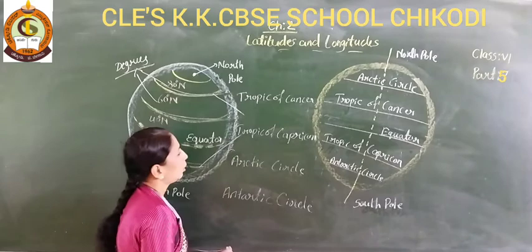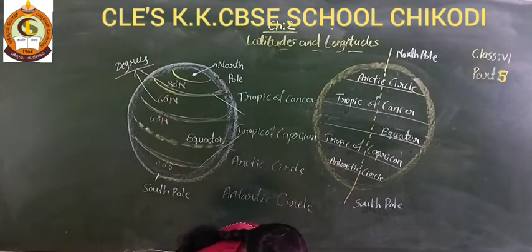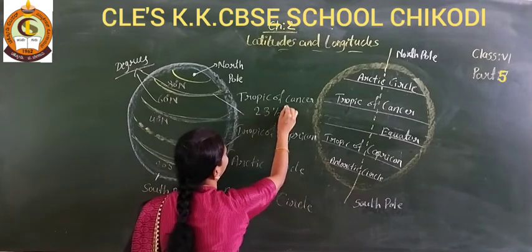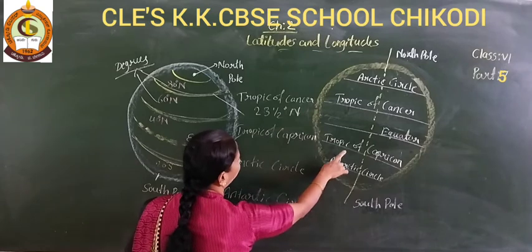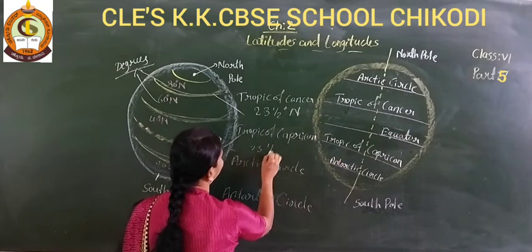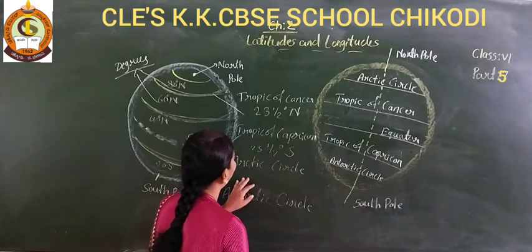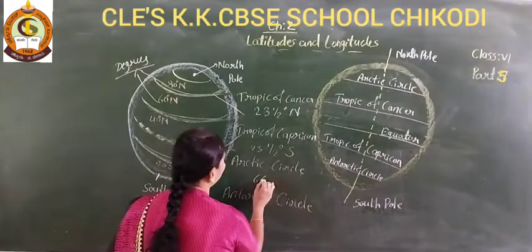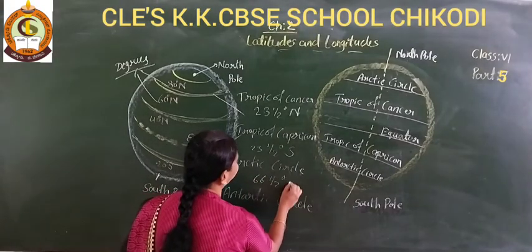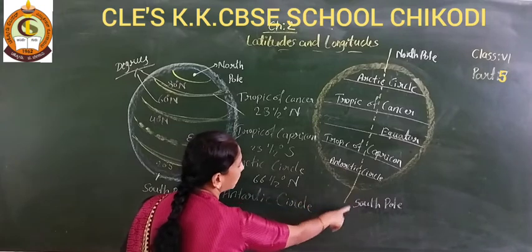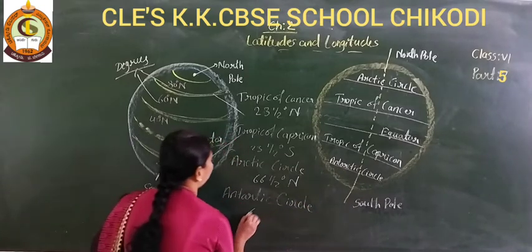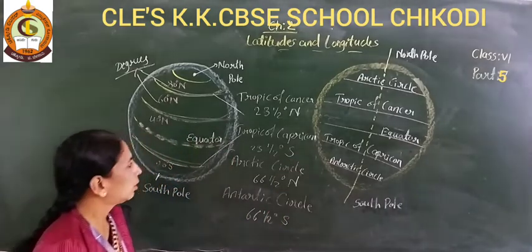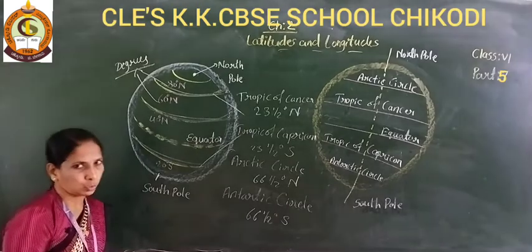See here students, the Tropic of Cancer is at 23.5 degree north, and the Tropic of Capricorn is at 23.5 degree south. The Arctic Circle is in the northern part, at 66.5 degree north, and the Antarctic Circle is located in the south, at 66.5 degree south. So these are the important latitudes.